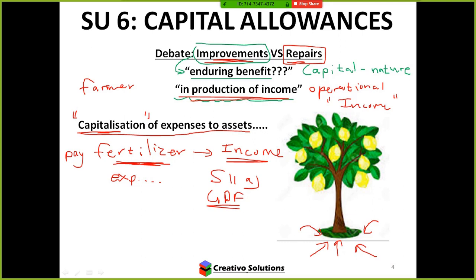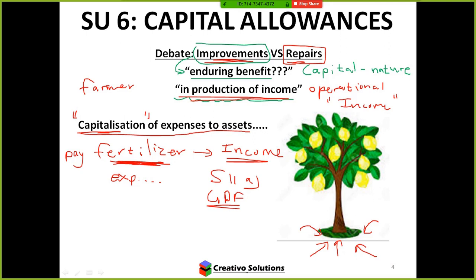Okay, if you go look at the definition for the general deduction formula, they talk about carrying on a trade. So when I'm carrying on a trade, I'm actually conducting a business, I'm operating a business. So when looking at a farmer's business, it would be generating fruits. The fertilizer would be considered income. Okay, so if I'm looking at the tree, in terms of the asset, am I improving the actual asset or am I just producing income? Well, fertilizer would be part of producing income, not giving an enduring benefit.